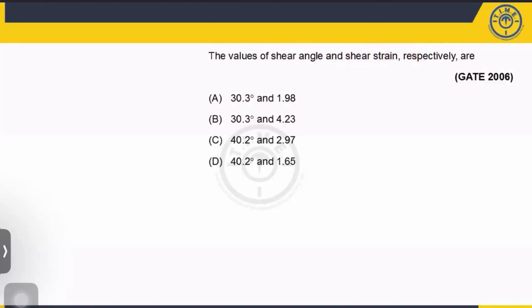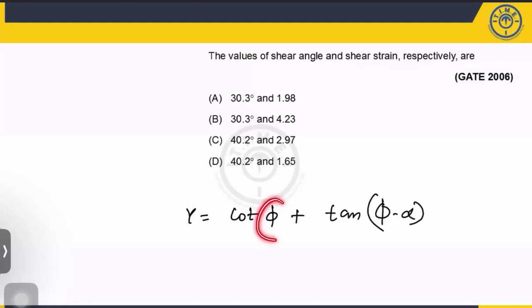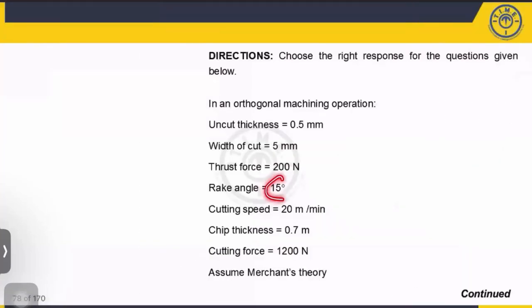Shear strain, I have given the formula in the master table, that gamma is equal to cot of phi plus tan of (phi minus alpha). Just see in the master table. Phi, once you know, alpha is also known to you, which is given in the question. Rake angle 15, your problem is solved.